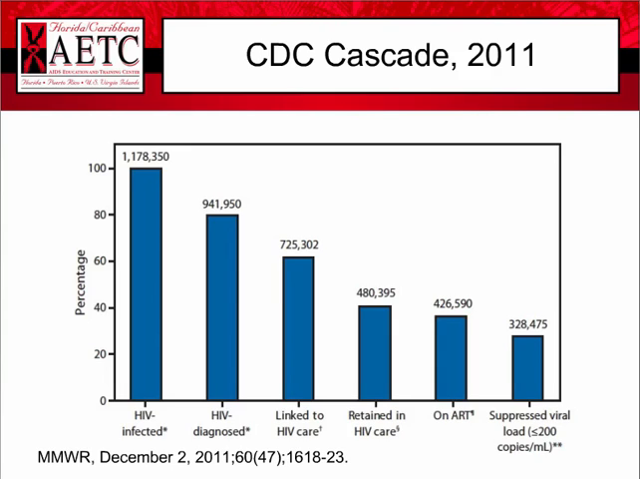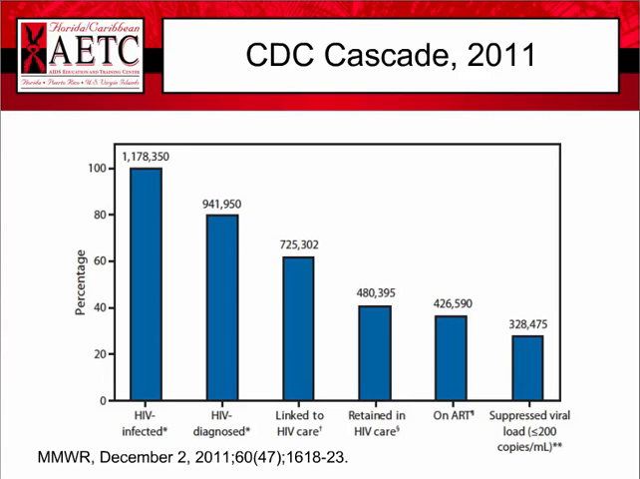You can see to the left of your screen, of about 1.2 million people HIV infected, we only diagnose a fraction of them, and of those diagnosed, we only link a fraction of those to care. And as you can see, only about 480,000 are retained. That means that they're participating in regular appointments. Of 1.2 million, we're only really retaining less than half of those folks.